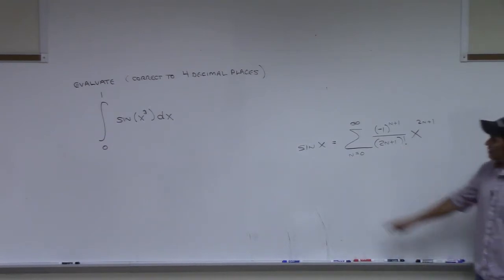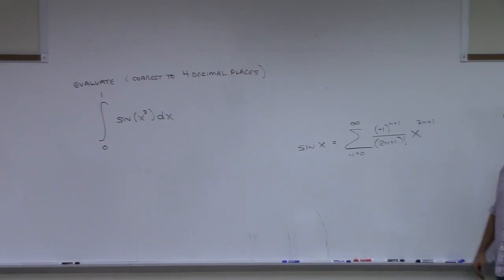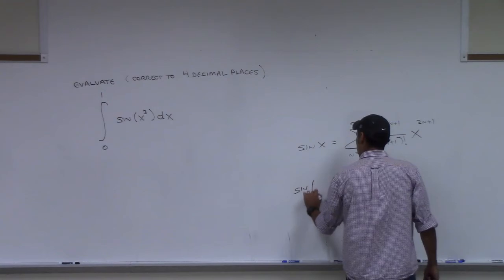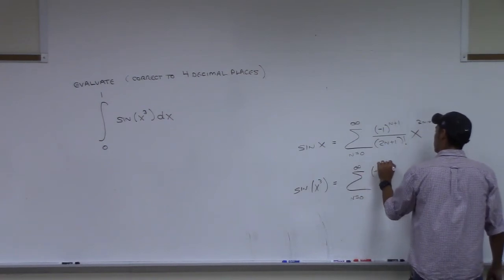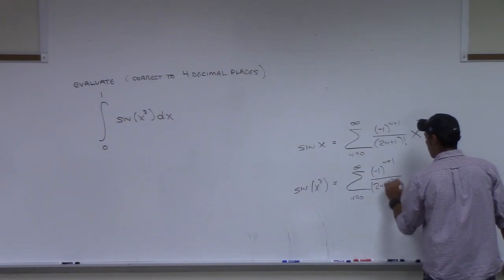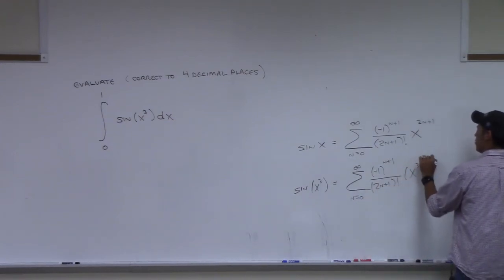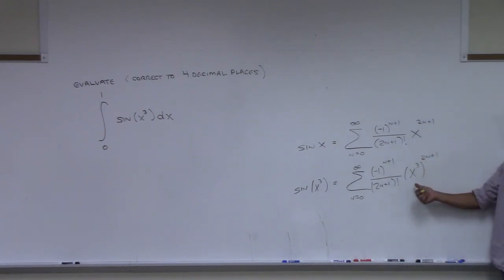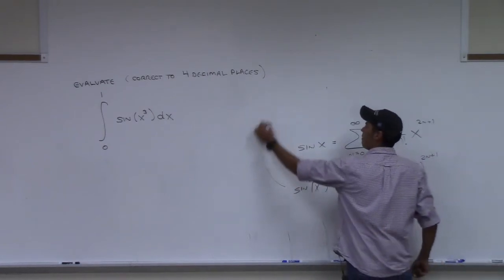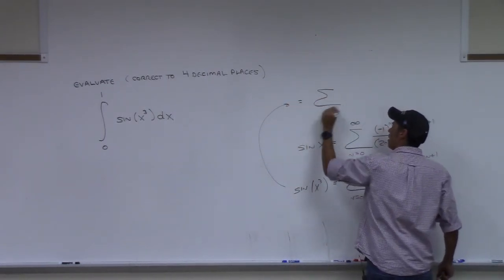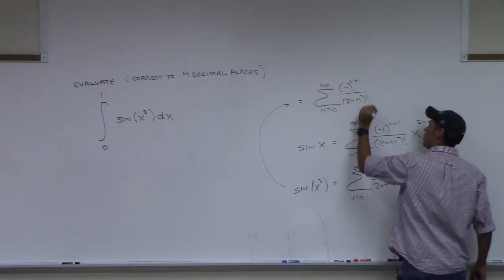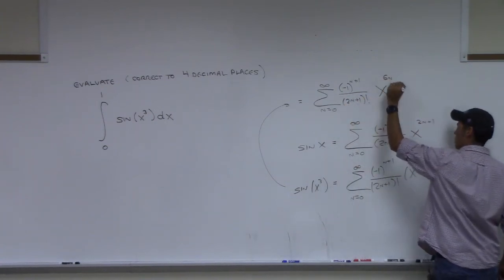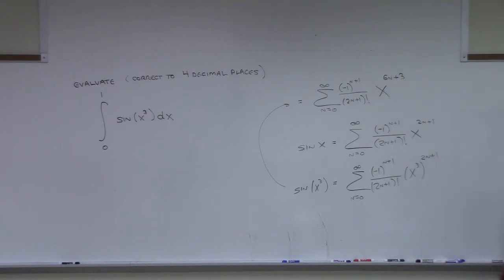So now what we do is we say, all right, that's if it was sine of x. But for us, it's sine of what? X cubed. So the Maclaurin series for sine of x cubed is just sum n equals 0 to infinity, -1 to the n plus 1 over 2n plus 1 factorial, but then x cubed to the 2n plus 1. Just replace x with x cubed, right? Which turns out to be sum n equals 0 to infinity, -1 to the n plus 1 over 2n plus 1 factorial, and then x to the 6n plus 3. Do you all agree with that?